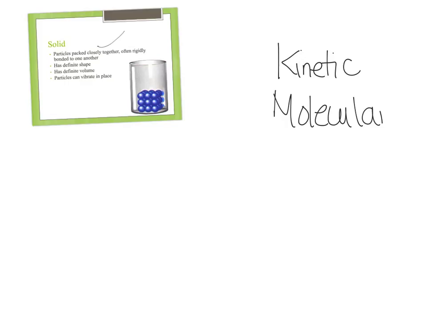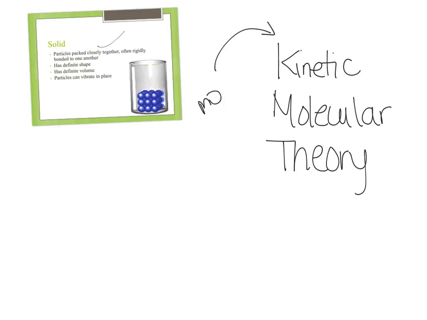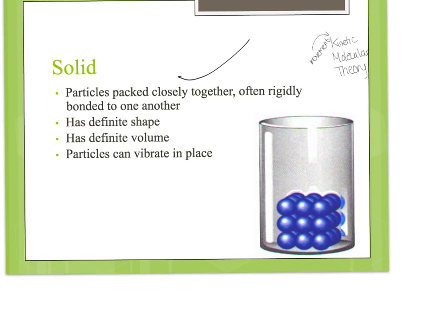What does kinetic mean? Movement, perfect. So the kinetic molecular theory talks about the movement of molecules. So we say that kinetic means movement. From this idea of the kinetic molecular theory, we get the idea that the particles in a solid are vibrating in place. And someone in the other class said, well, how is it that they have a definite shape and definite volume and they don't go anywhere, but they're still moving?